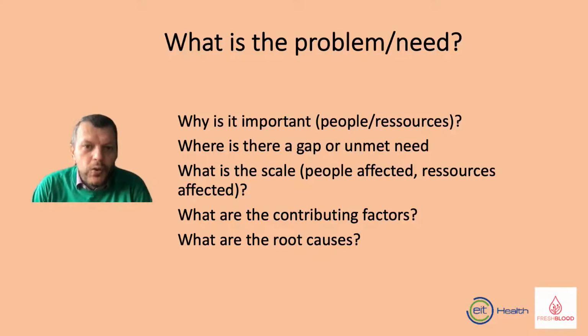It's important for you to tell why this is important. Where is there a gap or an unmet need? What is the scale? Like people affected, resources affected. Because, for example, whatever is happening in healthcare is impacting other sides of healthcare. Because if you don't have enough doctors, and if you bring doctors from a different specialty, the doctors in that specialty will be missed in that specialty. What are the contributing factors? And what are the root causes? Root causes means things that have been like this in the last maybe 30, 50, 100 years.